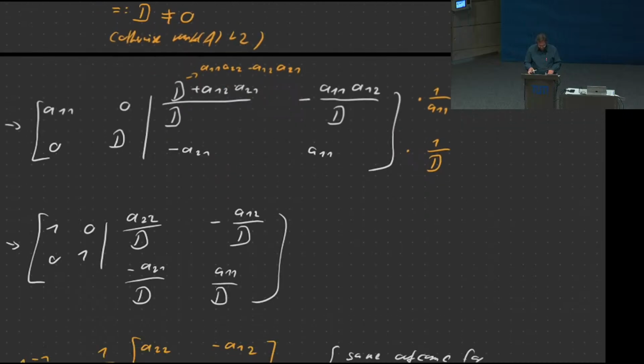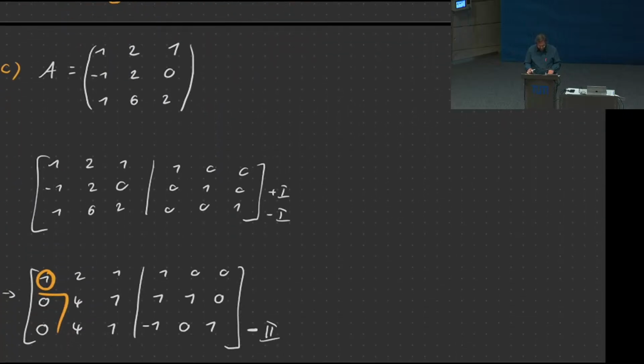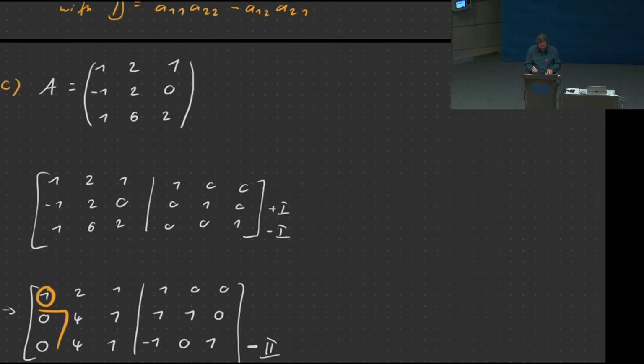All right, the second one, we'll talk about that one later. Maybe let's have a quick look at this third one here. Third example, this matrix here.